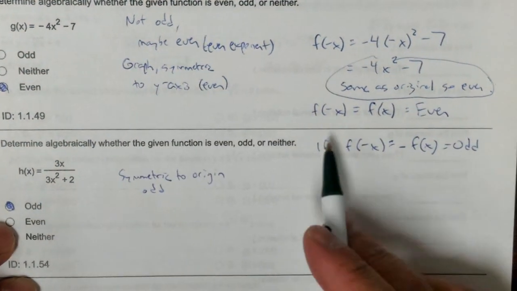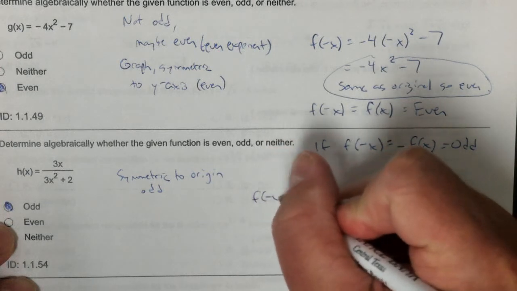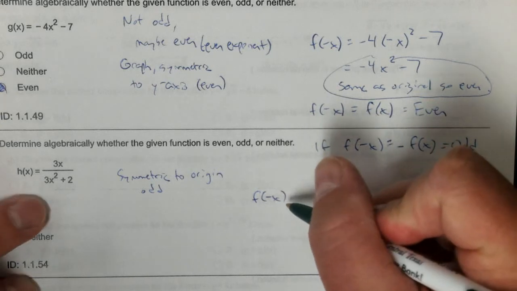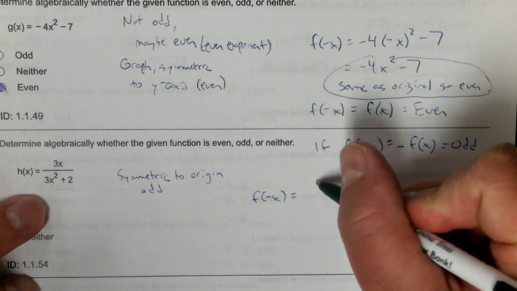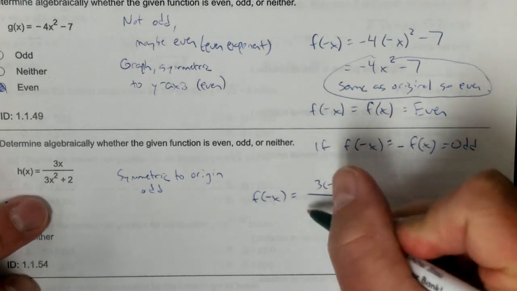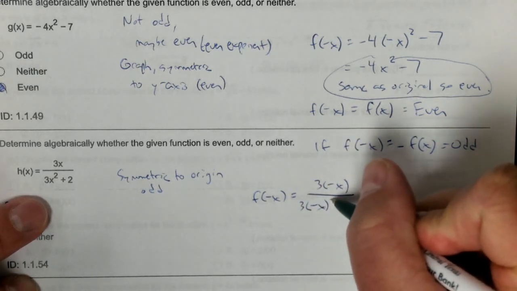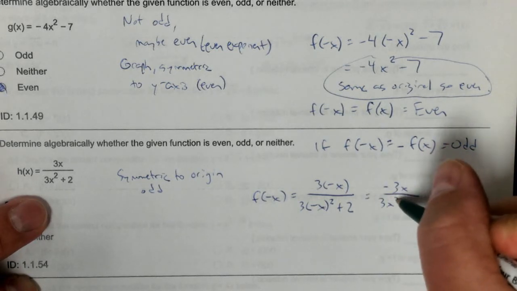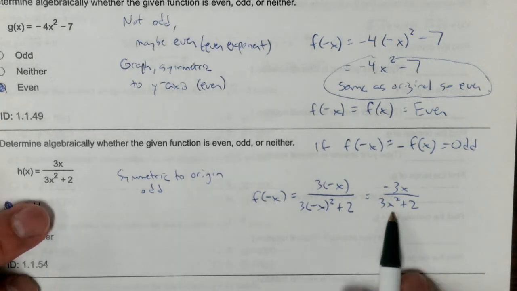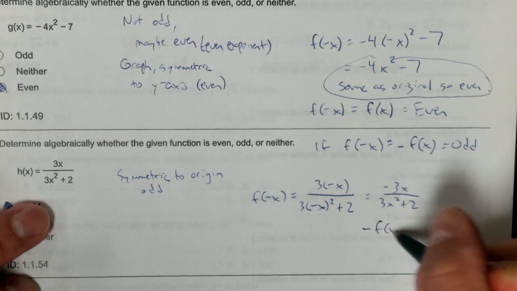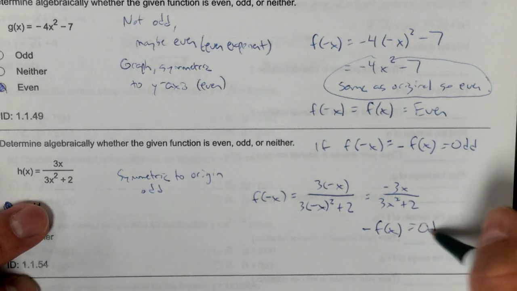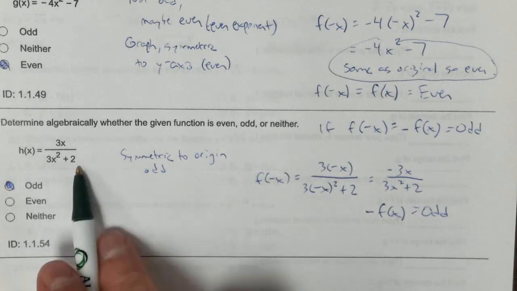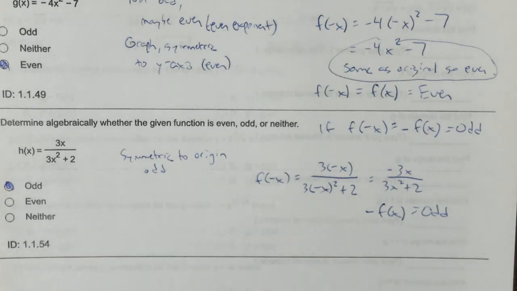And if you want to plug in, like we did before, f of negative x, or h, but h and f doesn't really matter. F of negative x would be 3 times negative x over 3 times negative x squared plus 2, negative 3x over 3x squared plus 2. And so this is basically negative f of x, which is odd. So if you get the original function except for a negative sign in front, that would be odd.